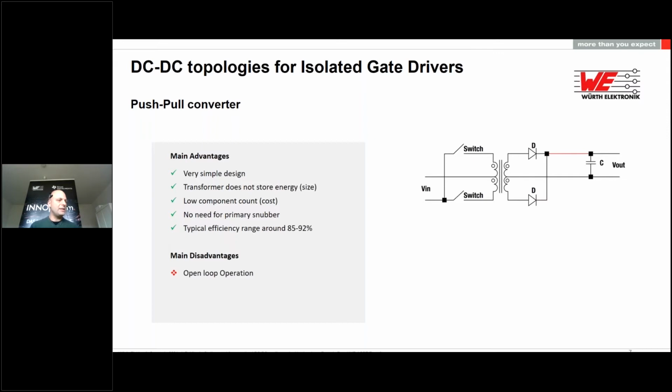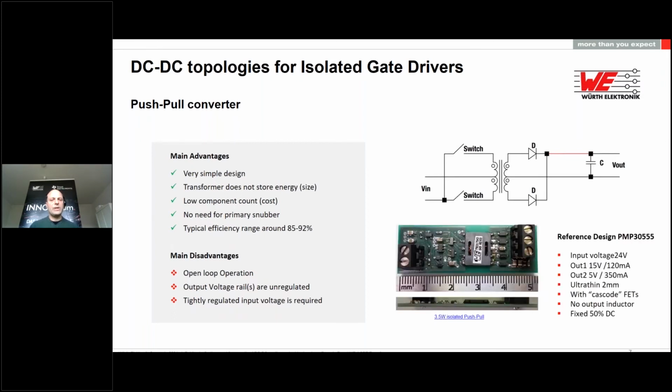For the main disadvantages, we can say it's running in open loop. Therefore, the output voltage rails are unregulated, and the input voltage needs to be tightly regulated. There are many push-pull reference designs on the market, and here's just an example with 24-volt input voltage and cascaded switching devices that offer multiple outputs, very low profile, fixed duty cycle, and no output inductor.